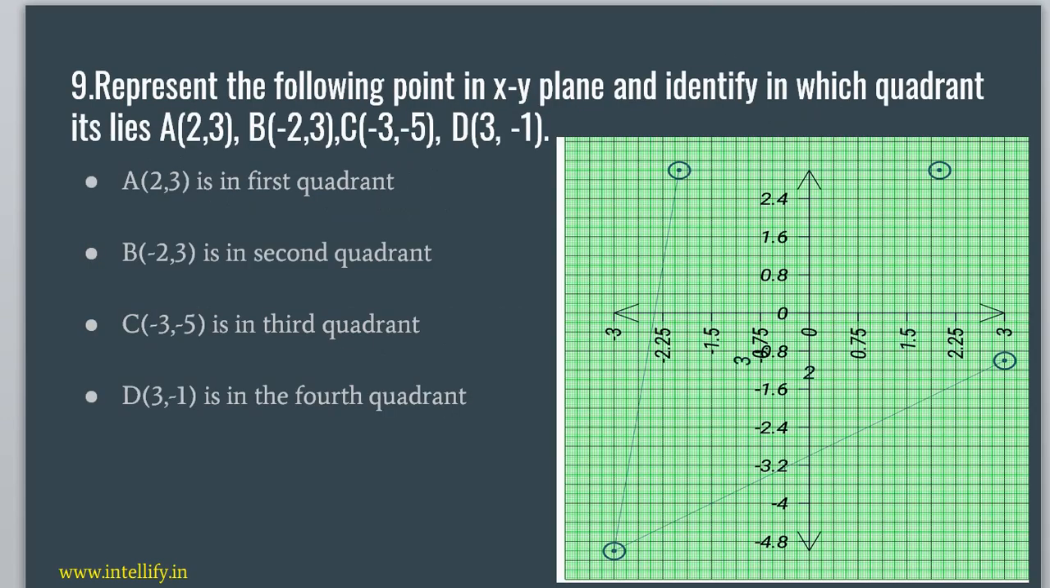We have to represent the following points in the xy plane and identify in which quadrant each lies. That is A (2,3), B (minus 2,3), C (minus 3, minus 4), and D (3, minus 4). So A is in the first quadrant. We'll look at that. So this is the xy graph we have.